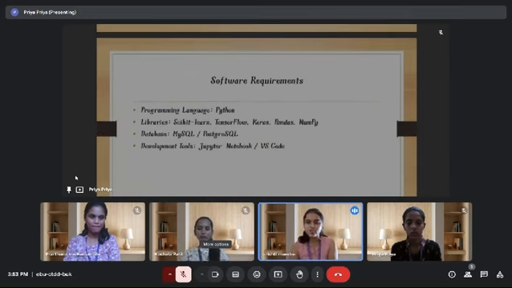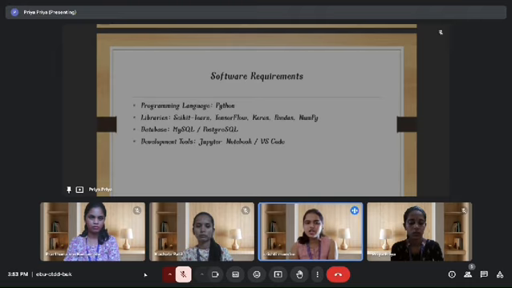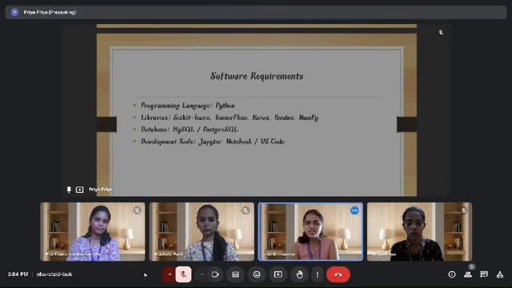Next, I am going to explain the software requirements. The programming language is Python. Libraries used are TensorFlow, Pandas, and NumPy. Databases are MySQL and MongoDB for transaction storage. Development tools: VS Code, etc.